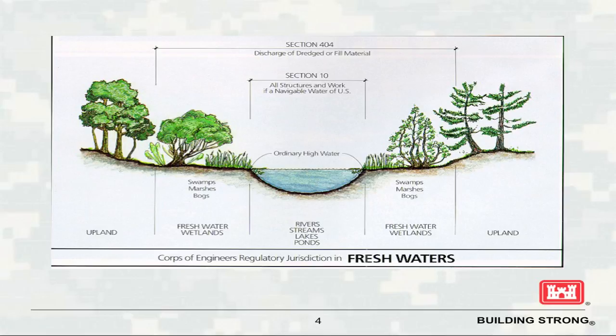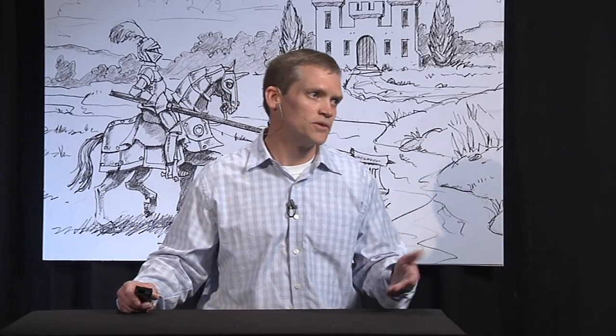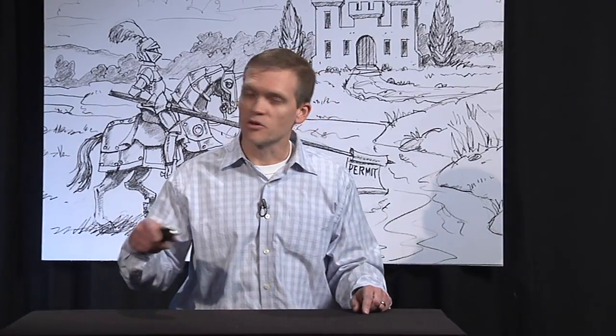I like to show this slide because it shows the overlap between Section 10 and Section 404. The example I'd like to give is if somebody wanted to install a pier on the Missouri River. That's a structure that's going to possibly affect the navigability of that river, so it requires Section 10 authorization. If you wanted to protect that pier with riprap revetment, that would also require Section 10 authorization. But it would also require Section 404 authorization, because that riprap would constitute fill, and it would be a discharge of fill material into a water of the U.S.